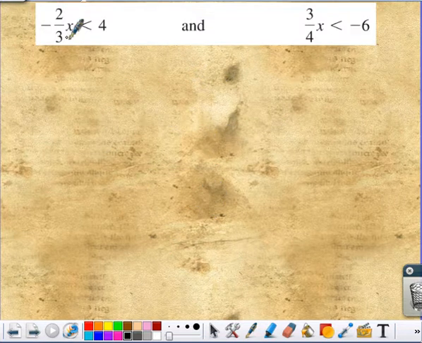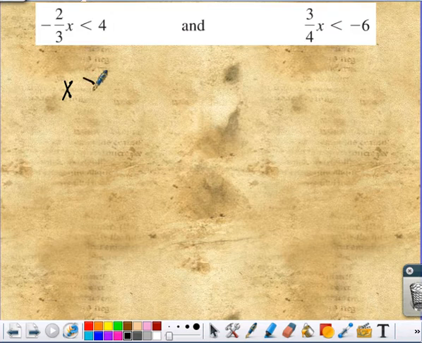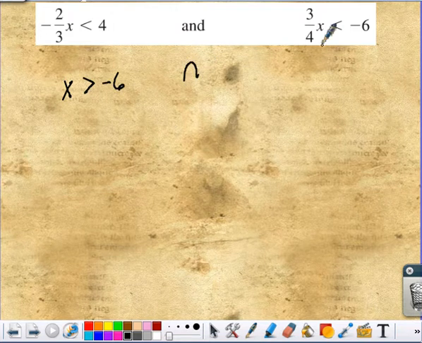This one's probably going to be right the opposite. Divide by negative 2/3, that's multiplying by negative 3/2. Make sure you flip your symbol over. Gives you negative 6. And divide by 3/4, that's negative 24/3. Notice I did not flip my sign over. That's the common mistake here.